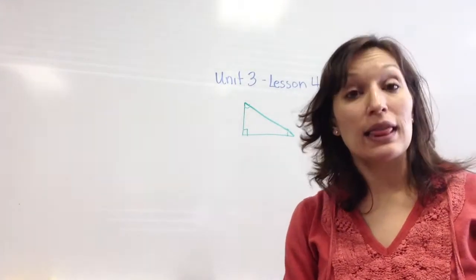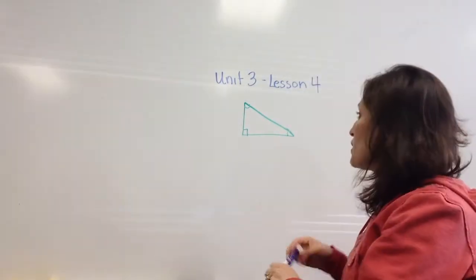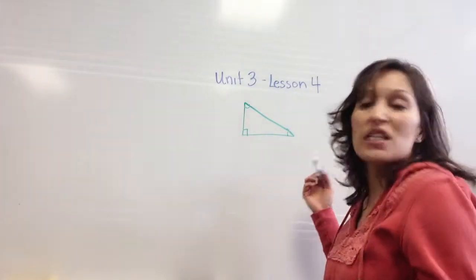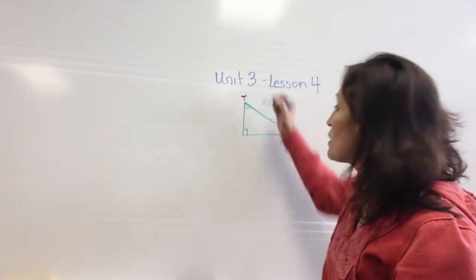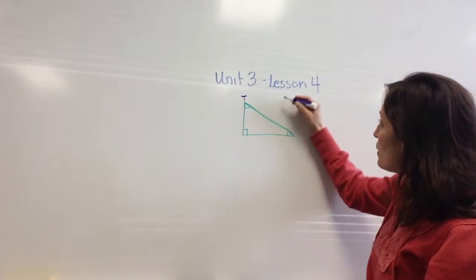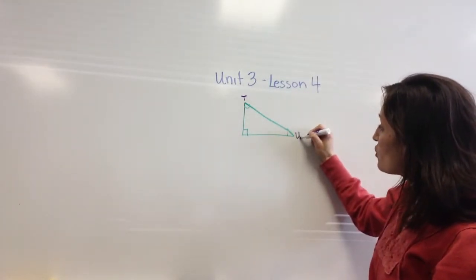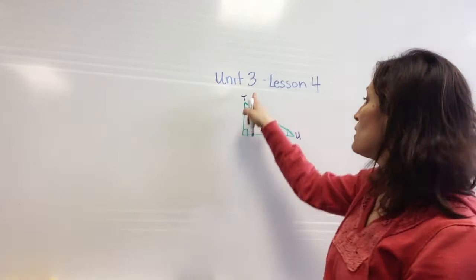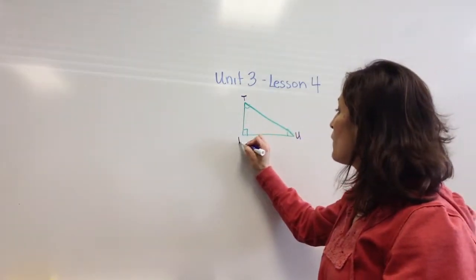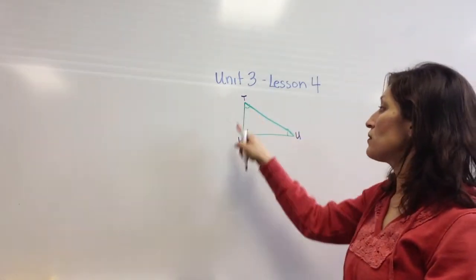We're going to go ahead and label our vertices. I'm going to start with a T today. This is going to be the vertex T. I need to do U right here so it stays in alphabet order. T, U, V. And I'm labeling the vertices, okay?